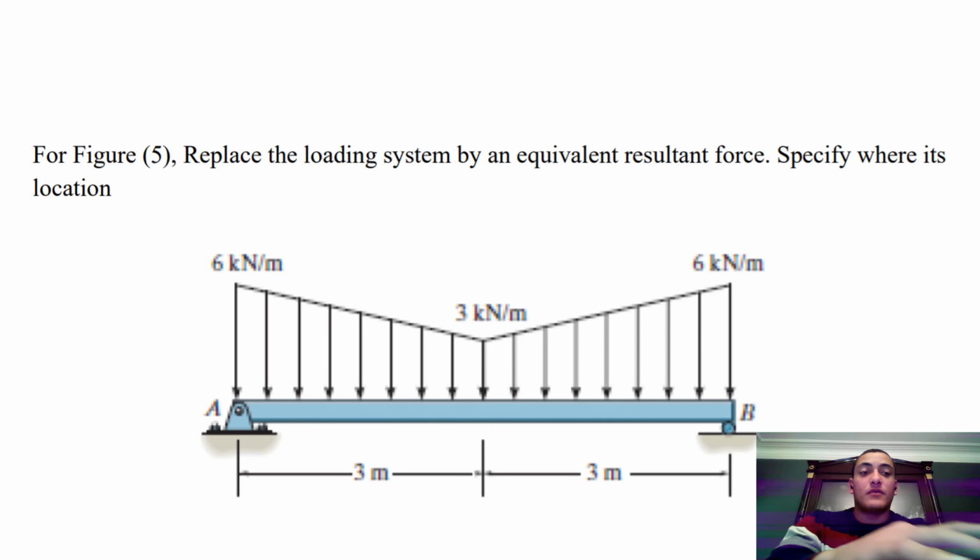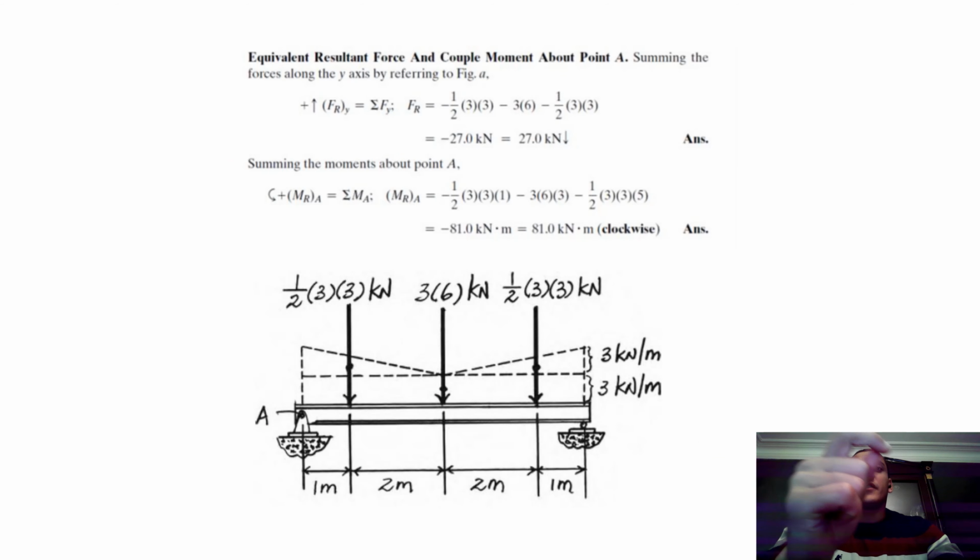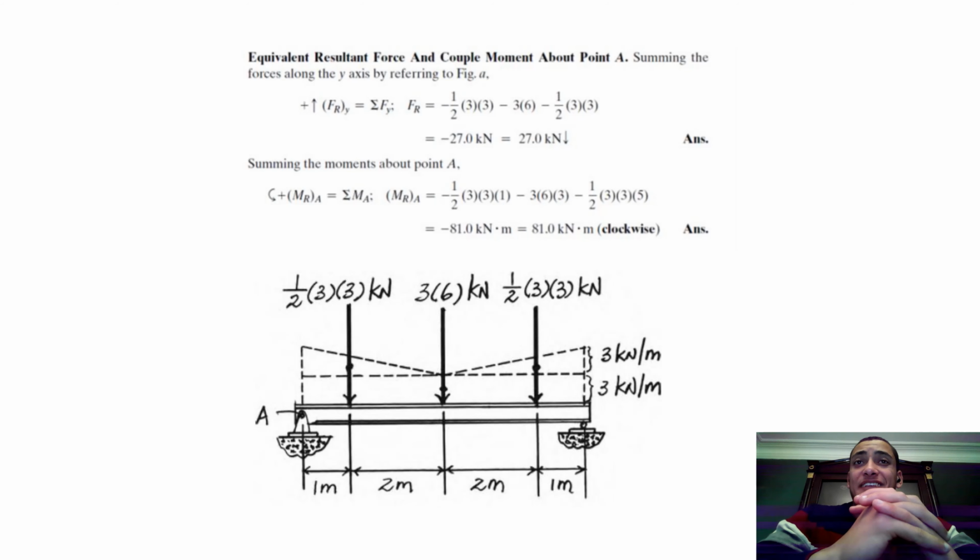Let's go to the next slide and see the solution. So the equivalent resultant force and couple moment at point A. Basically we're going to do FR equals negative half multiplied by 3 multiplied by 3, minus 3 multiplied by 6, minus half multiplied by 3 multiplied by 3. The answer should be negative 27 kilonewtons, or 27 kilonewtons downwards.